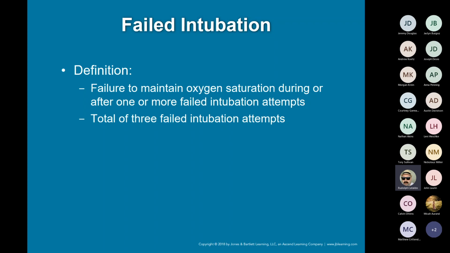Generally, if I fail once, whether I can't see the landmarks or I can't get the tube in the proper positioning, I then turn it over to somebody else to see if they can try it. Or, if the patient will maintain. If not, then we go to something like a King or an iGel, our backup. That's why the backup is there.